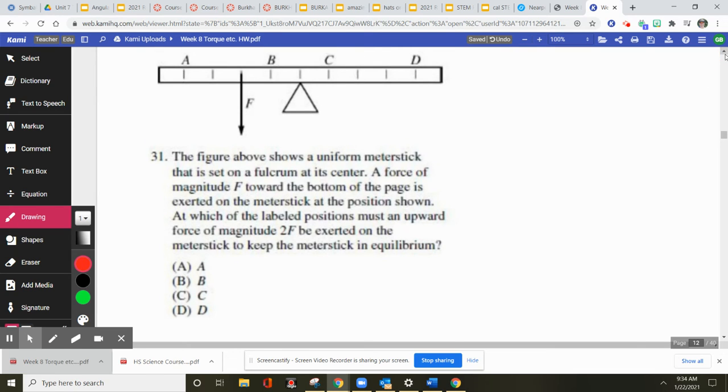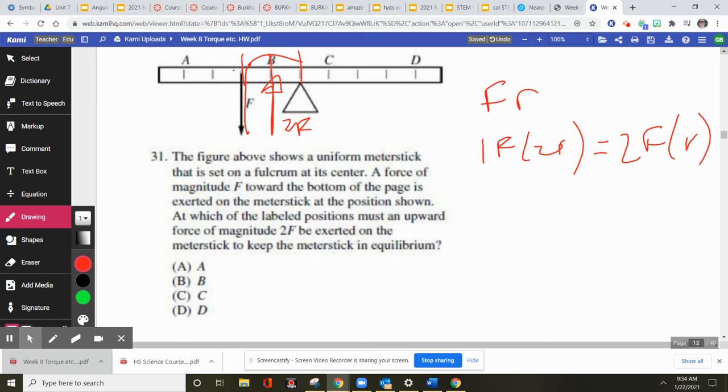So if we have 1 unit of F here at a mark of 2, we need to push up. An upward force to keep it balanced would have to go here, right? Because 2 times 1 is equal to 2, and then 2 times 1 is equal to 2, right? So the product of F and R has to be equal to each other. So 1F times 2R is equal to 2F times 1R. All right, so the answer was B.